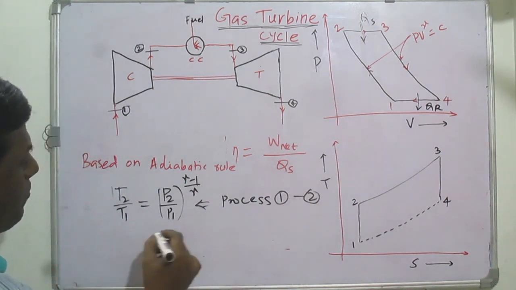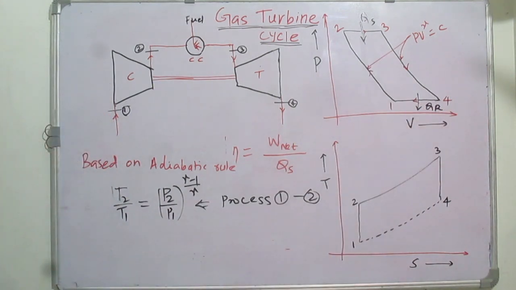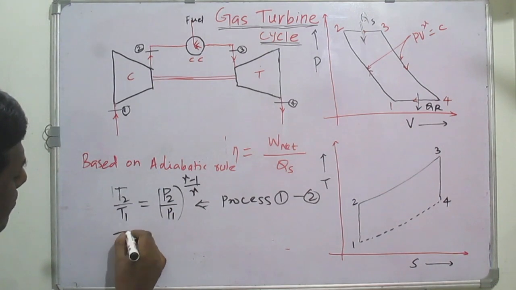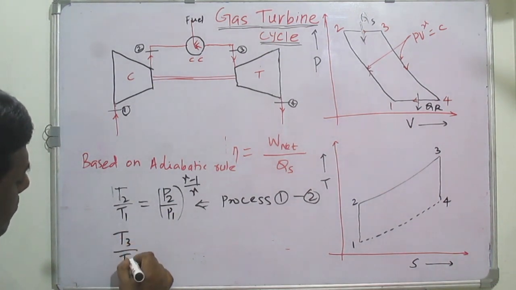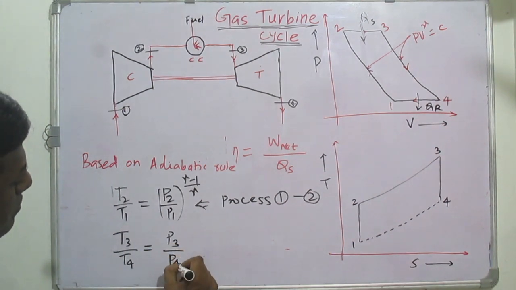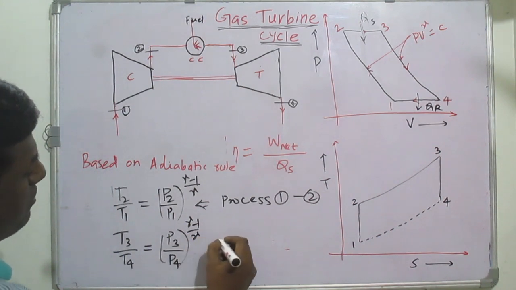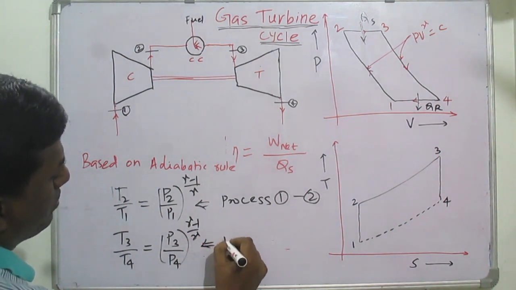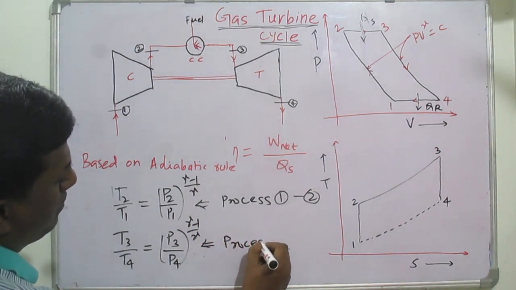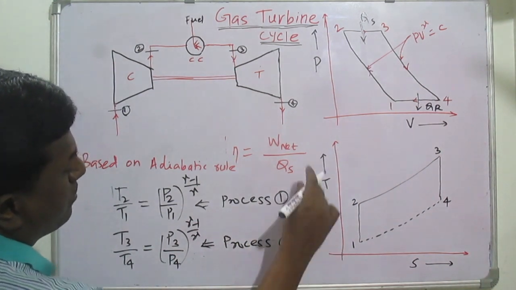Similarly, we can write for process 3 to 4. That is nothing but T3 by T4 equal to P3 by P4 whole power gamma minus 1 by gamma. This is for the process 3 to 4.